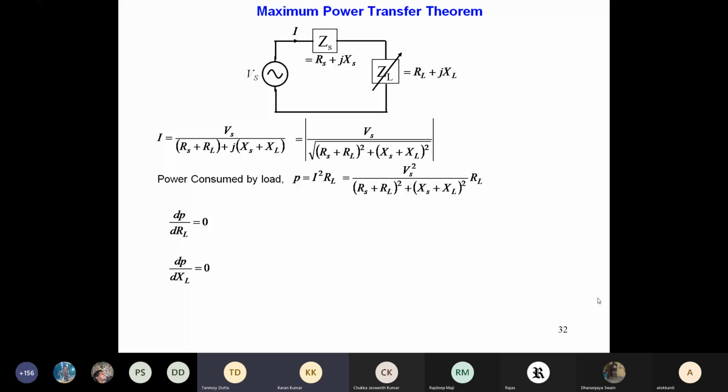RS square is equal to XS minus XL. RL equals to minus XL, XL is minus XL, RS. RL is RS. You check this derivative. You should be very much confident to do this type of derivative.